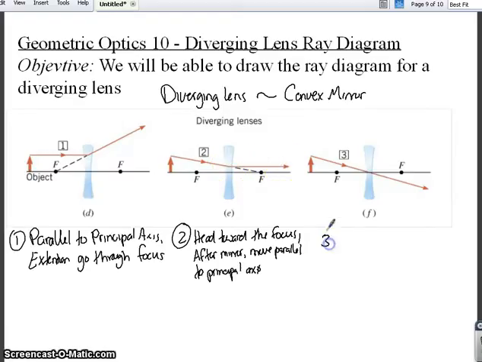And the third ray, the simplest ray, is going to be a straight line through the center.